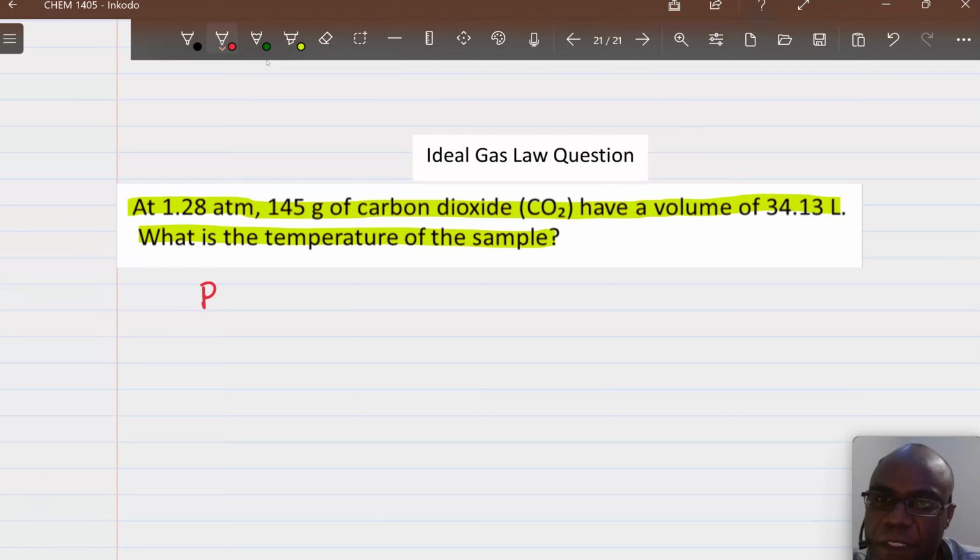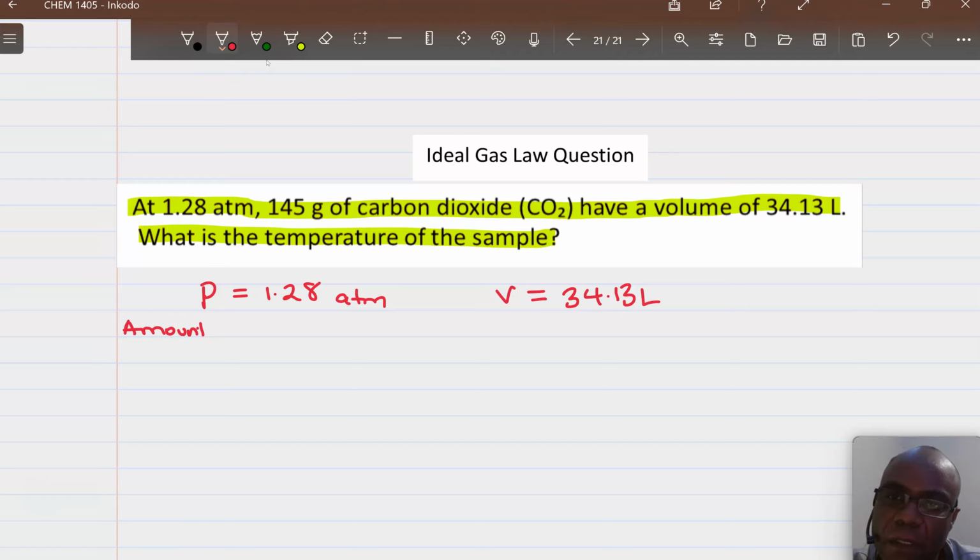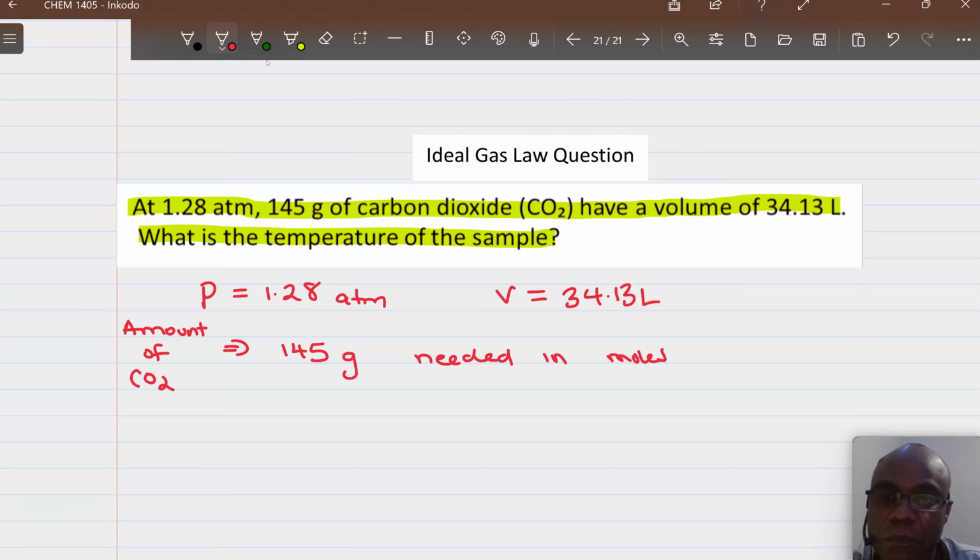So we are given a pressure of 1.28 atms. We need that in atms. We are given a volume of 34.13 liters. We need the volume in liters. The problem comes where the amount of CO2 is given in grams as 145 grams. We need it in moles. So the first thing we want to do is to convert that to moles.